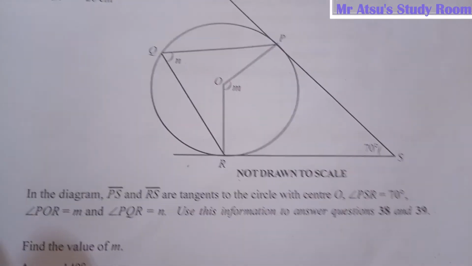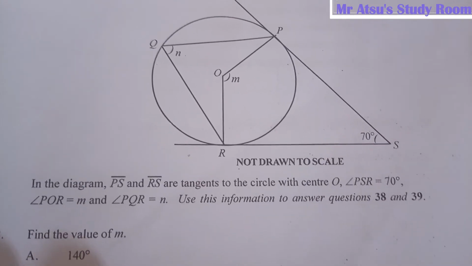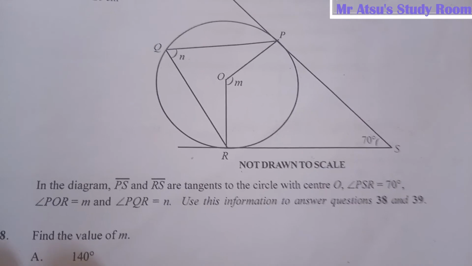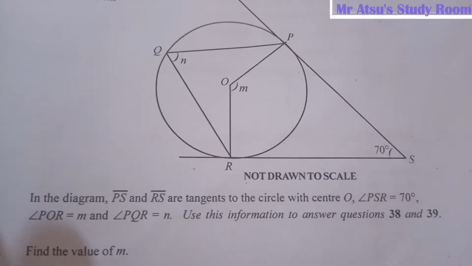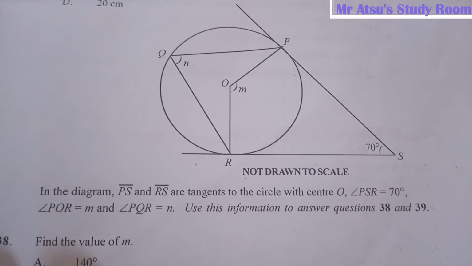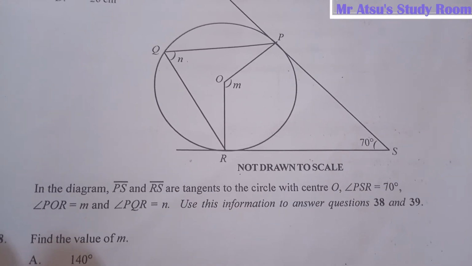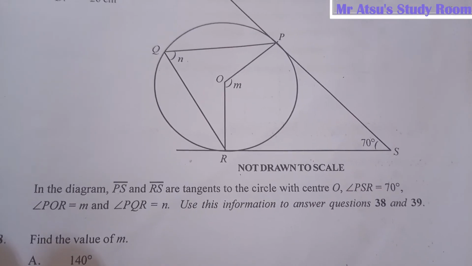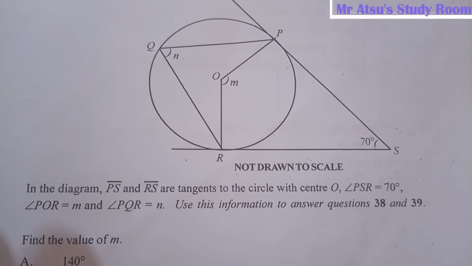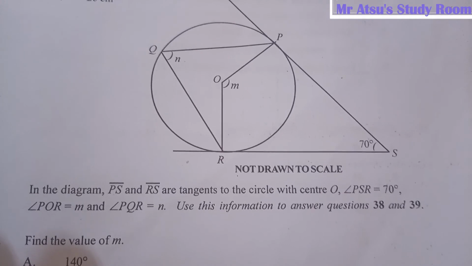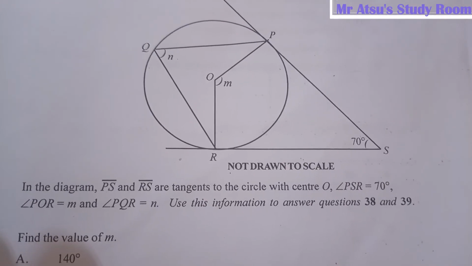So this is question 38 and 39 actually of WASSCE 2019, the objective questions. So the diagram for answers 38 and 39 is there. In the diagram, line segment PX and line segment RS are tangents to the circle with center O. Angle PSR is 70 degrees. Angle POR is M and angle PQR is N. Use this information to answer questions 38 and 39.